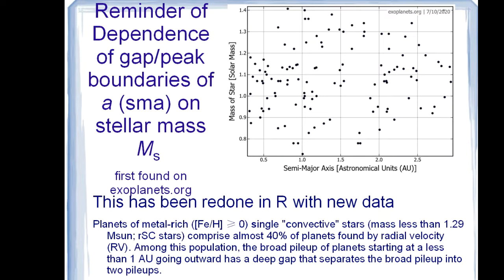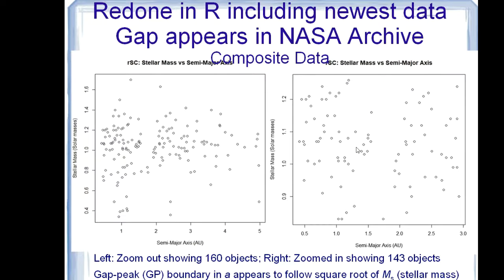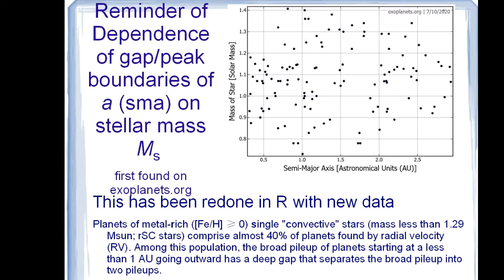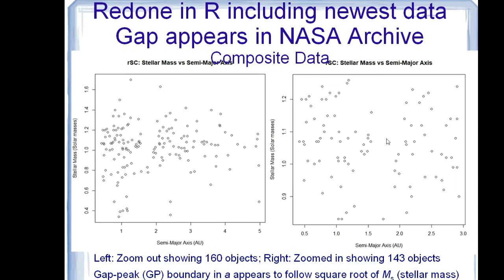Anyway, this is the plot of the mass of the star versus semi-major axis, and I've explained that you can see the gap, and the gap does seem to have a boundary that's slanted by stellar mass. That's what got me onto dividing by this. This slope is roughly the square root of the stellar mass, but it might be just the stellar mass to the 0.45, which actually seems to fit slightly better.